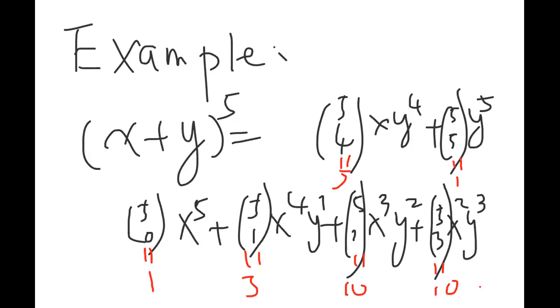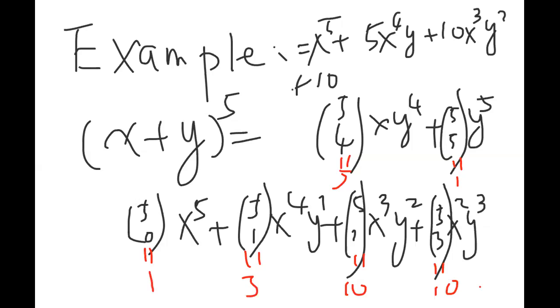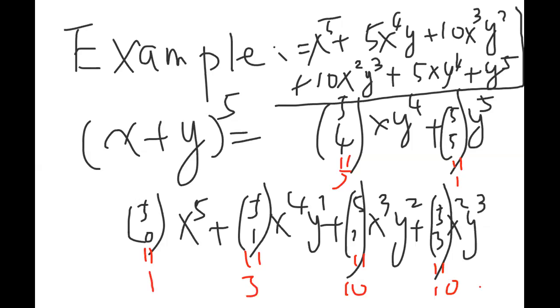So in general, this is x to the 5th plus 5x to the 4th y plus 10x cubed y squared plus 10x squared y cubed plus 5xy to the 4th plus y to the 5th as your expanded form. Okay.